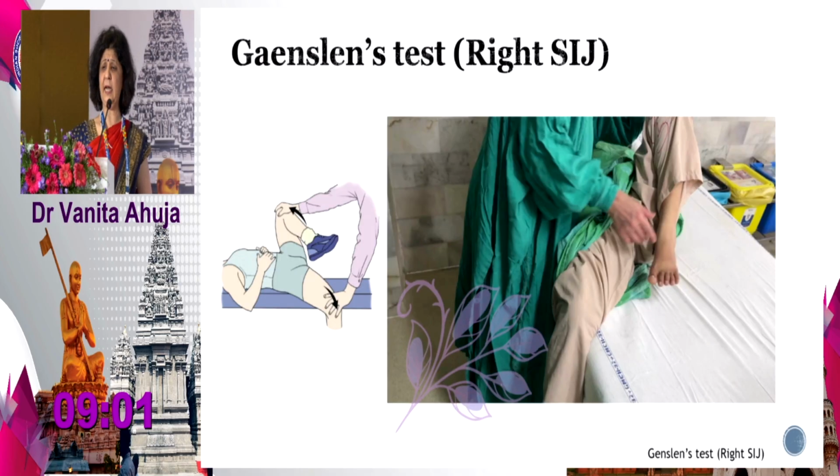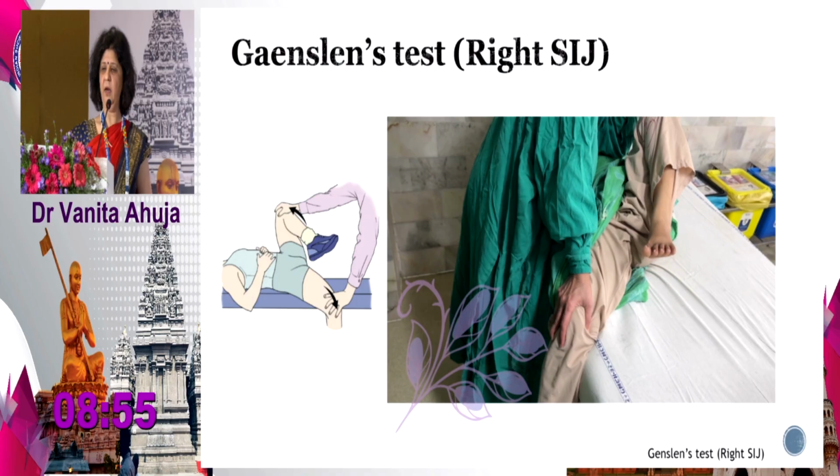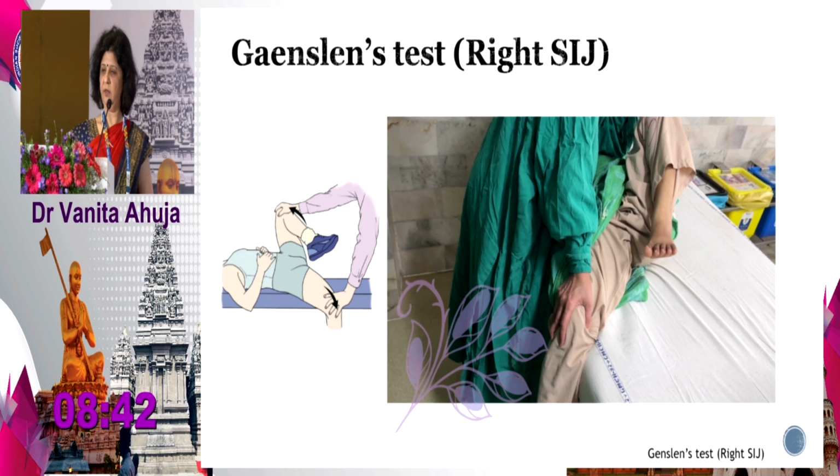The other test is the Gaenslen's test. In this, the right side of the SI joint is being focused. If we see here, the knee of this leg is being bent and pushed, and this right side is hanging over the table, and we are trying to check for the right SI joint in this case.